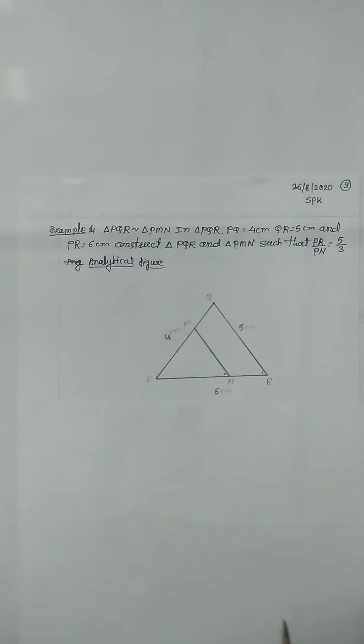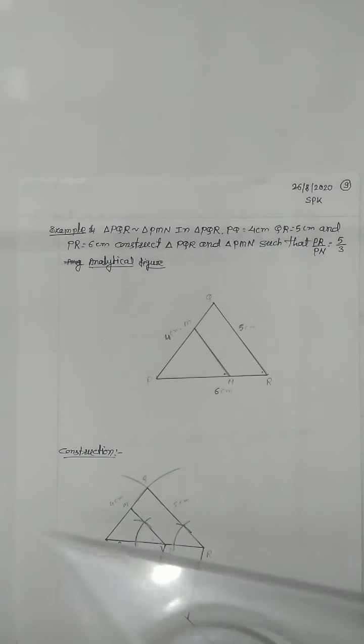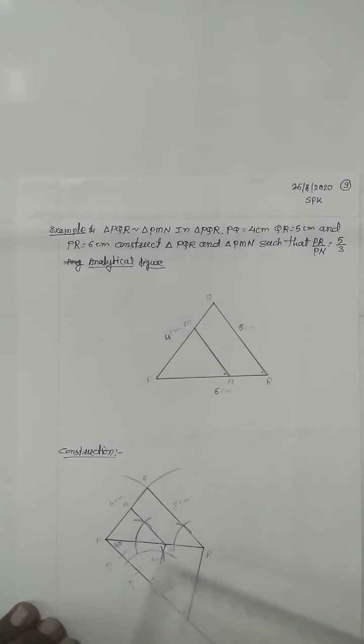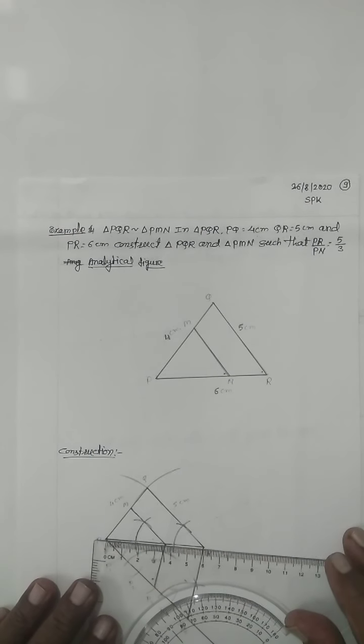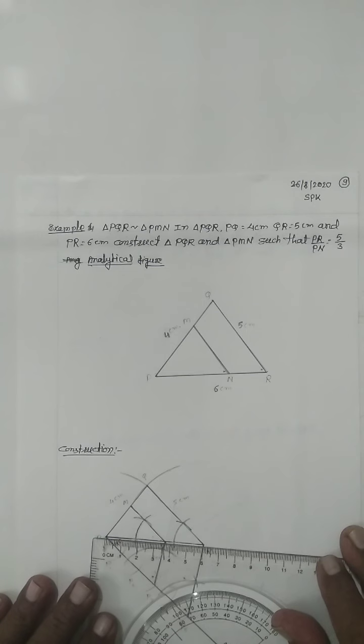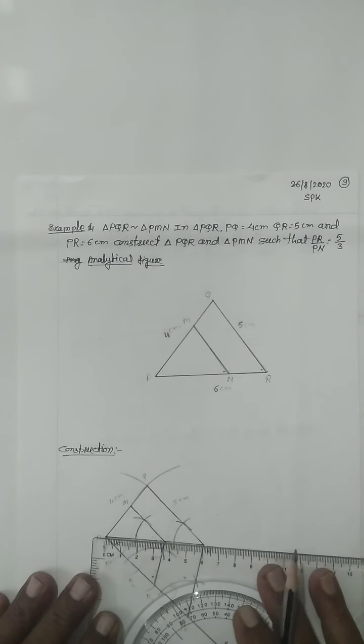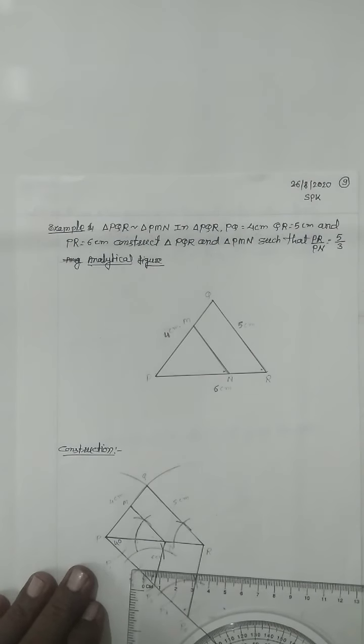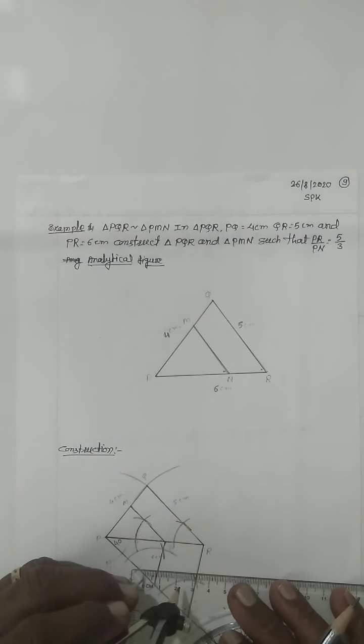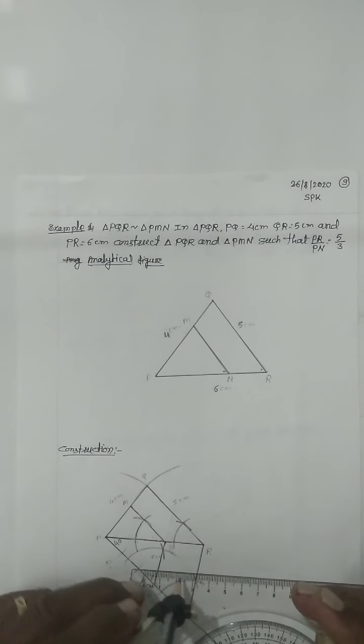Now for drawing the fair diagram, firstly draw PR. Length of side PR is 6 cm. Draw it by using the scale, 6 cm. Then take a distance between two terminals of the compass of 4 cm, that is PQ.